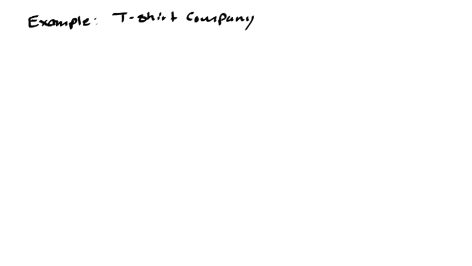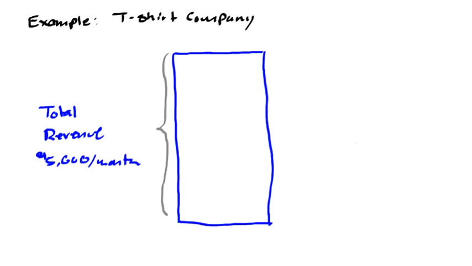So let's go through an example showing accounting profit versus economic profit. Suppose you're going to start a t-shirt company. You do some research and you find out that the total revenue that you believe you can get is $5,000 per month. So the blue box represents your total revenue.